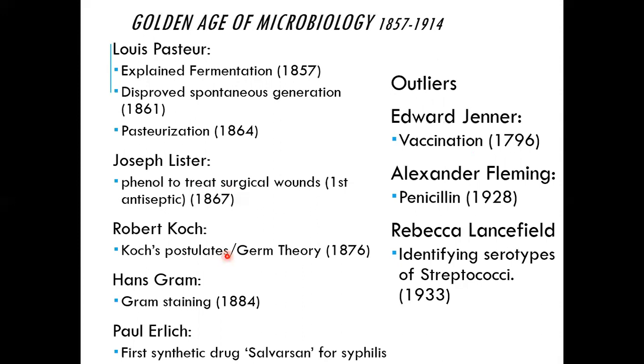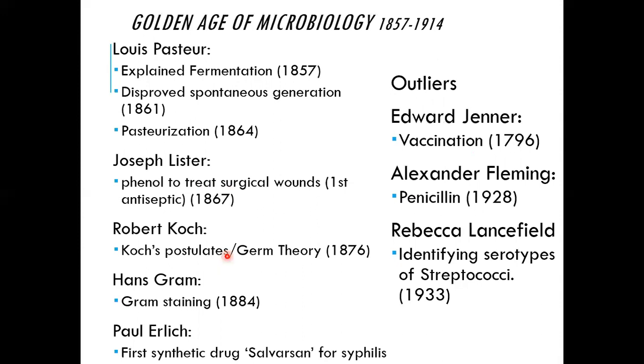Paul Ehrlich, this is a guy who also worked for Koch. He was looking for drugs that would kill or attack bacteria and leave the body alone. So he was trying to find antibiotics, basically. He didn't quite do it. He came up with a synthetic drug called salvarsan. It was arsenic based, and it was meant to treat syphilis. It didn't work that great, but technically it was the first drug against a bacteria.